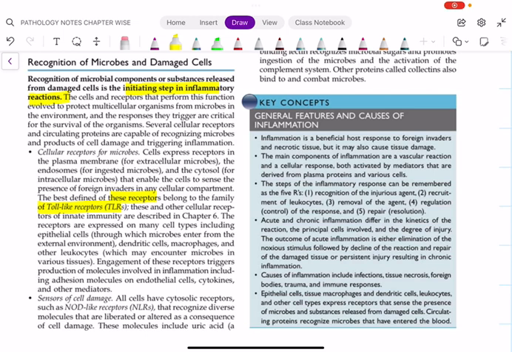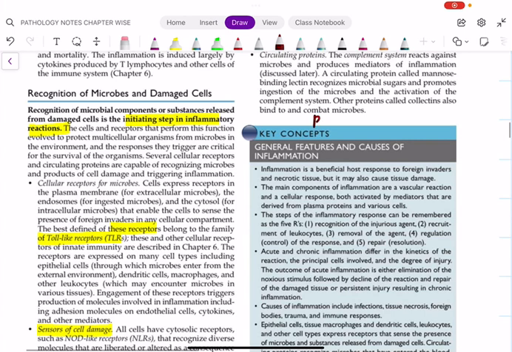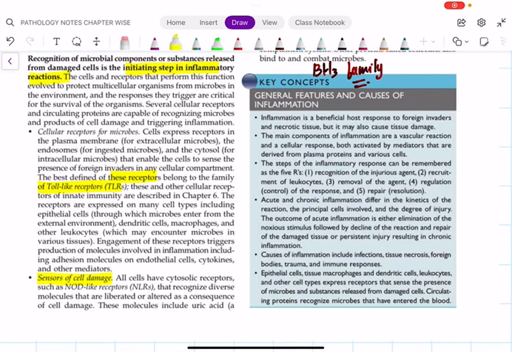Then we also have some sensors of cell damage. I told you in apoptosis, whenever there is some injury stimulus, it will be sensed by the BH3 family of proteins. We call them sensor proteins. Similarly, when a microorganism or foreign body gets into our body, it will produce some damage. That damage has to be sensed, and those receptors we call NOD-like receptors.